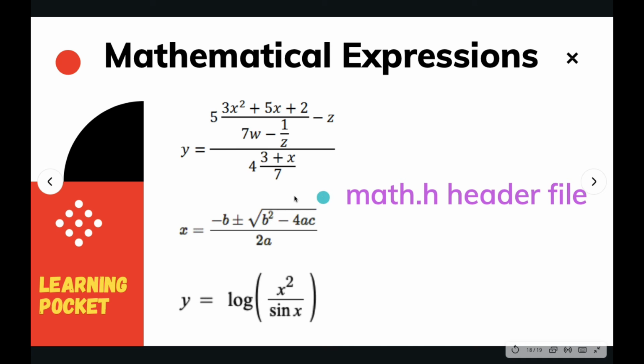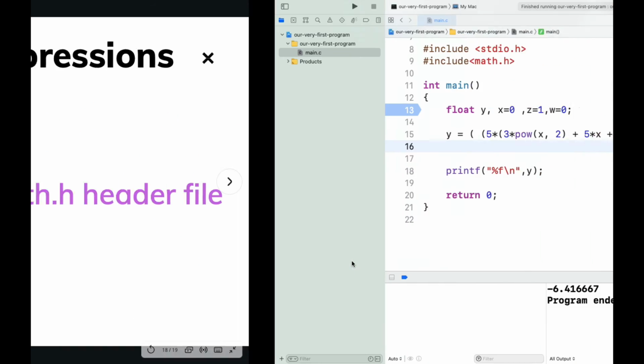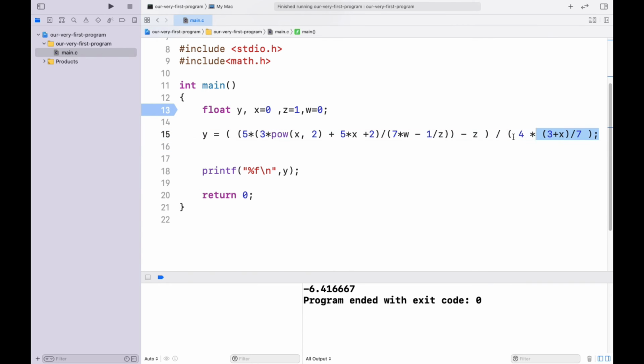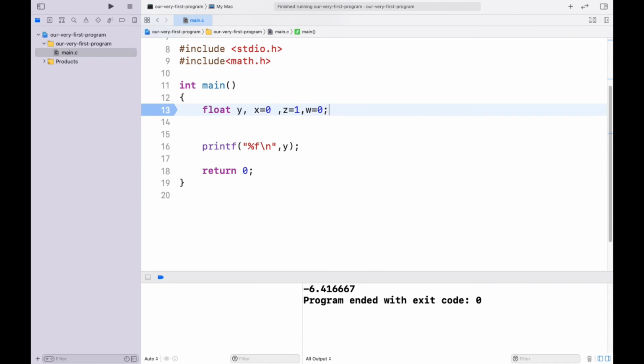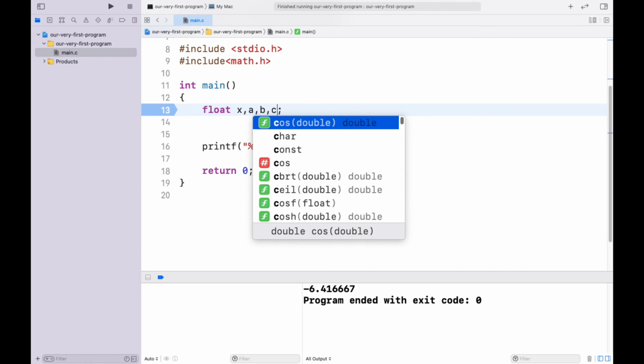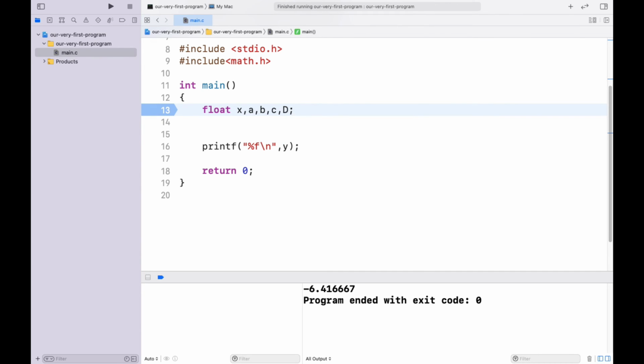And let's type down this expression. I hope you already know what this expression is all about. This is nothing but the quadratic formula for the roots of a quadratic equation. So let's type that down, and we have what we have in here. We need variable x, then we have a, b, c, and let's have a discriminant separately.